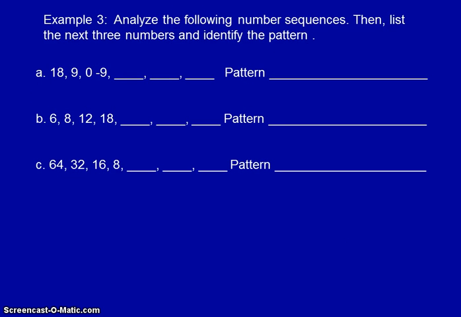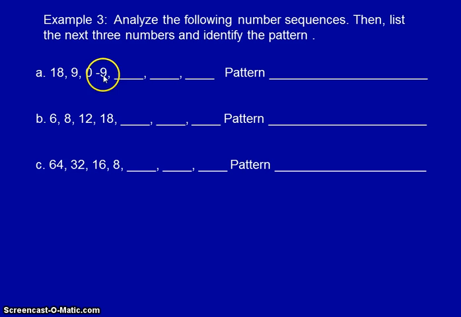Example 3. Analyze the following number sequences, then list the next 3 numbers and identify the pattern. Okay, these are going down, so let's start with subtraction. To get from 18 to 9, we would subtract 9. And if we subtract 9 again, it would give us 0. Subtract 9 again, it would give us negative 9. So it looks like subtracting 9 is going to be our rule.